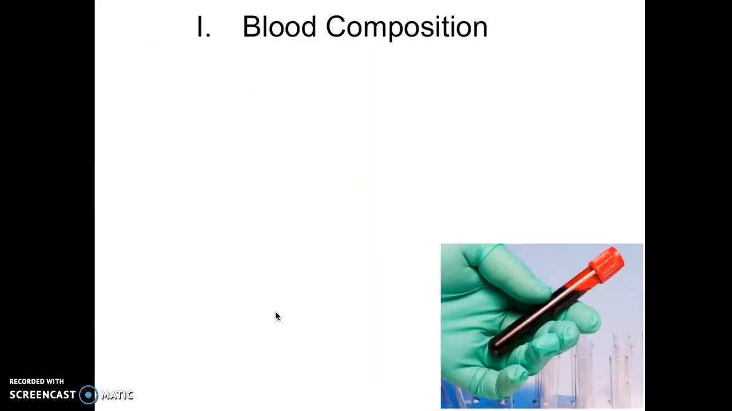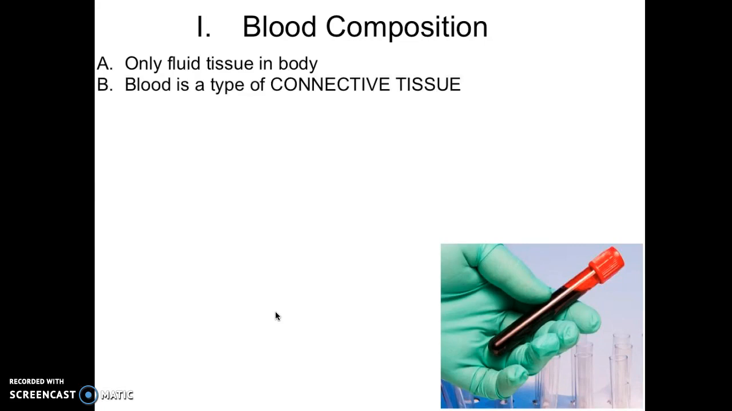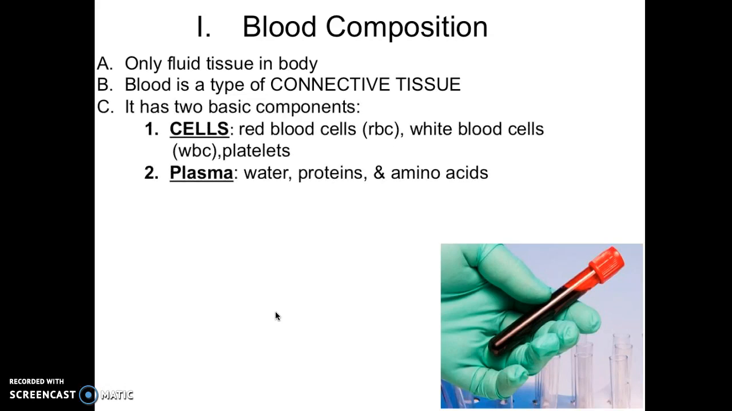Okay, so blood composition. What makes up blood? So again, it's the only fluid tissue in the body. So tissues are made up of cells. Blood is a type of connective tissue. It has two basic components. Cells, like I said, tissues are made up of cells. You have red blood cells, the abbreviation is RBC. White blood cells, WBC, and then you have platelets.